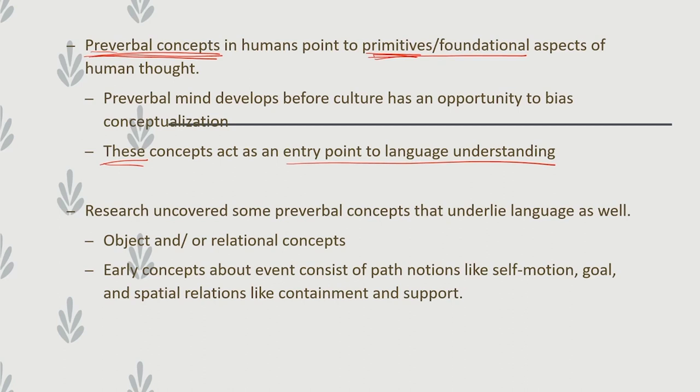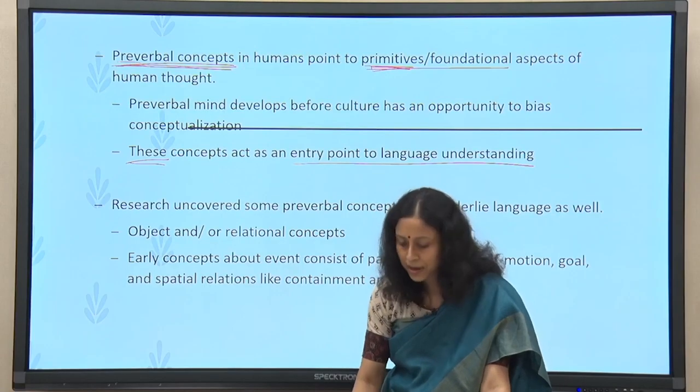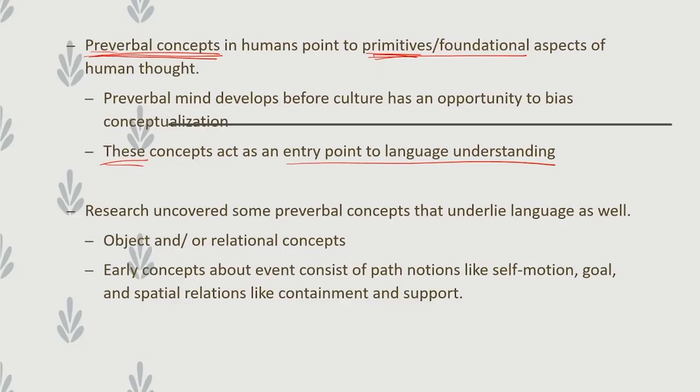And so, what are the preverbal concepts that have been found in children? That is, understanding with regard to object and relational concepts, objects and their orientation and how they interact with each other in space, and the relational concepts between them. Early concepts about events as well as objects are there. So, as far as objects are concerned, the understanding of objects and their relationship with each other is one domain that has been found to be present in infancy.